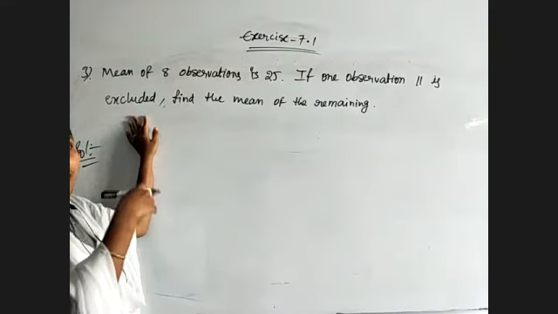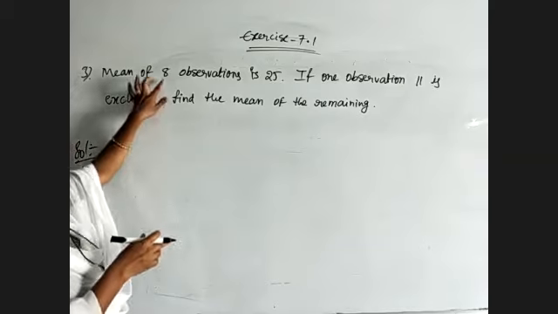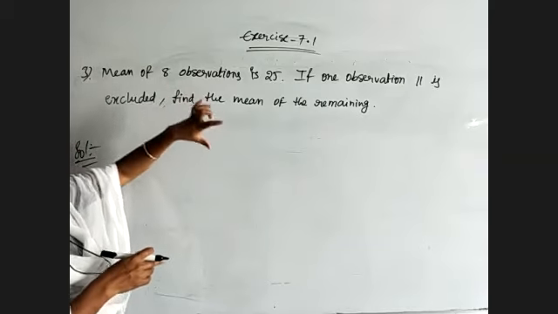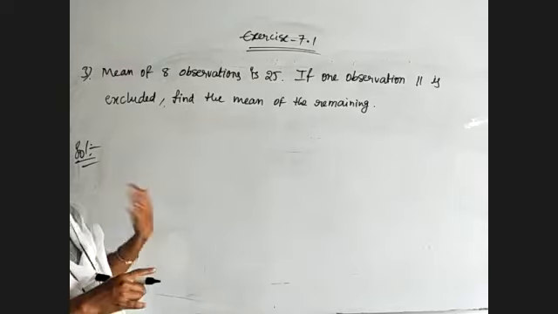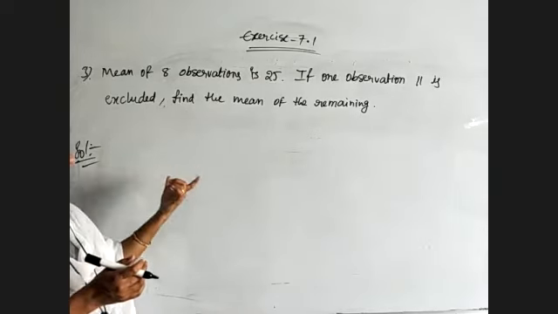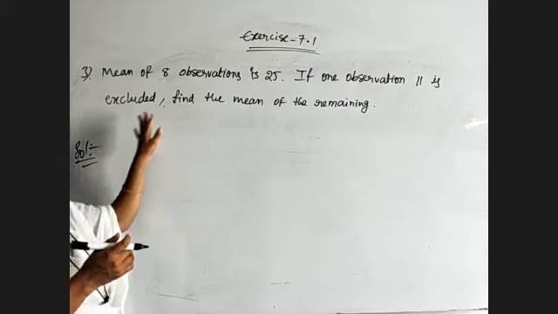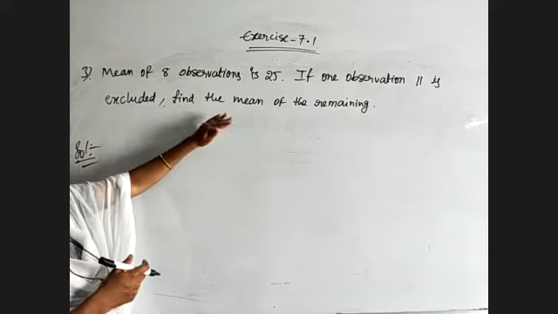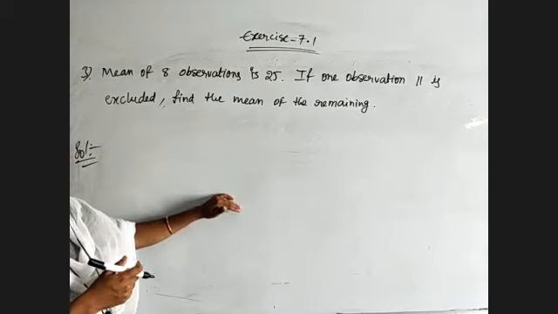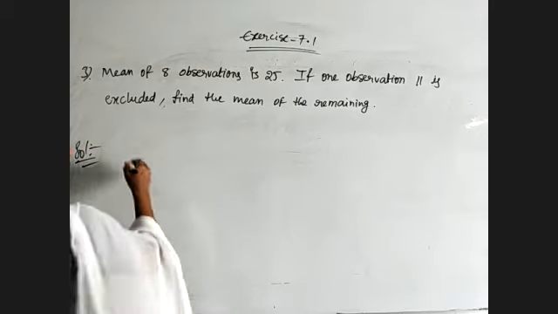So one observation we are removing means the number of observations will become 7. Whatever sum you are getting, subtract 11 from that sum. So that will be the sum of the remaining 7 observations. So we will get the sum as well as the number of observations. Then the mean of the remaining 7 observations will be equal to the sum of 7 observations by the number of observations. That's all.